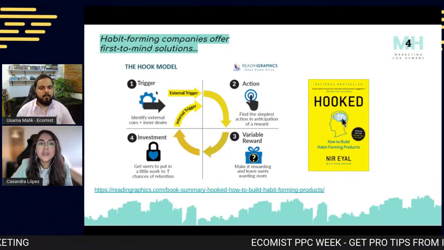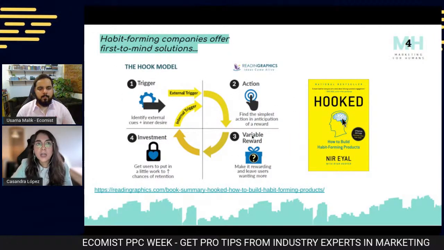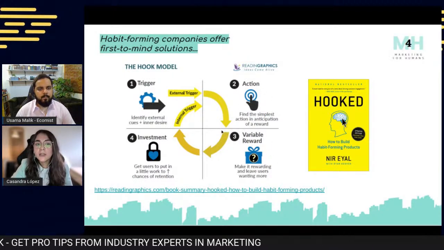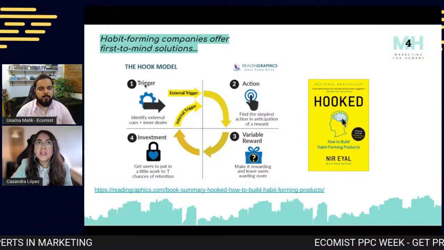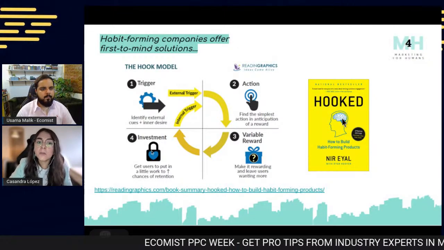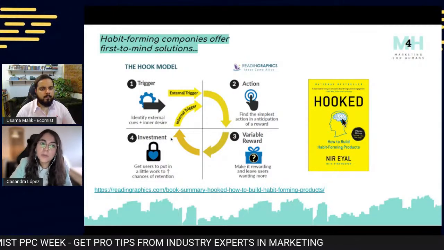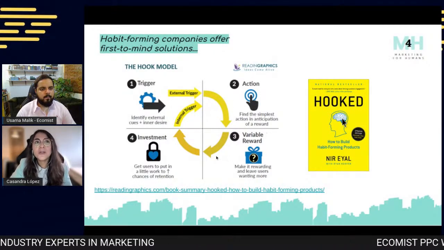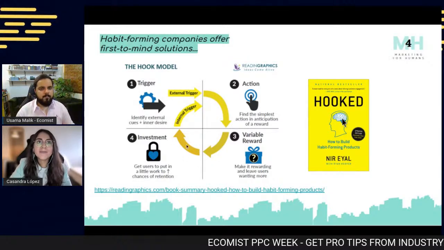We have an action that is making a trigger. And then we give a reward out of that action. If you perform this action, you will get a reward. And this reward will make an investment. And next time that I send you a trigger, because you already trust me and because you see that you are getting something from me, you'll do it again. You'll get your reward, you'll love me more, and next time I ask you to do something, you'll do it. Because you know you'll get a reward and you'll keep loving me. So this is all about the hook.